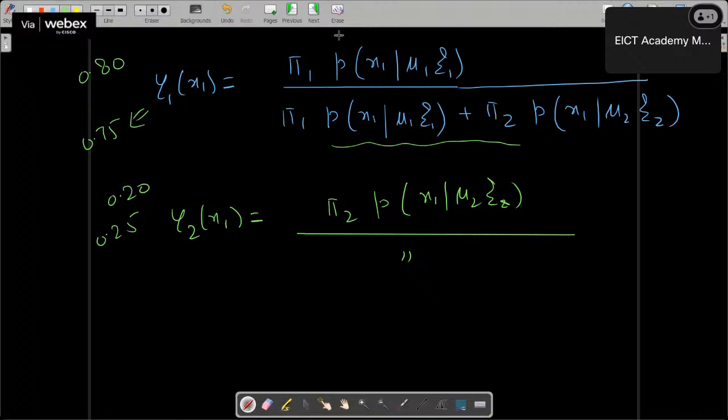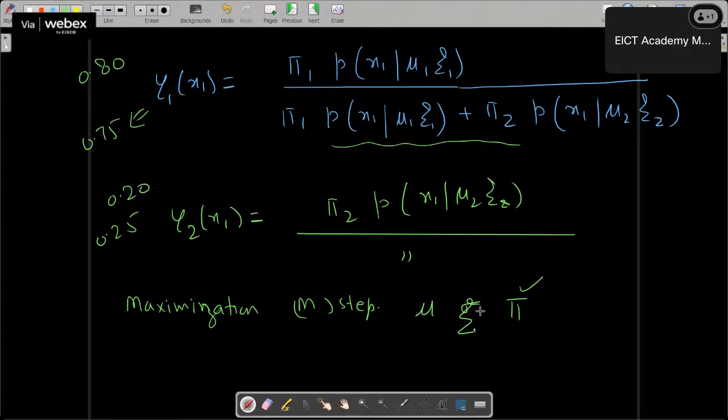Okay, so now the second one is the maximization step, that is the M step. So we have to find the new value of the mean, the variance, and the mixture weight. So now update the mean, update the variance, and update the weight.